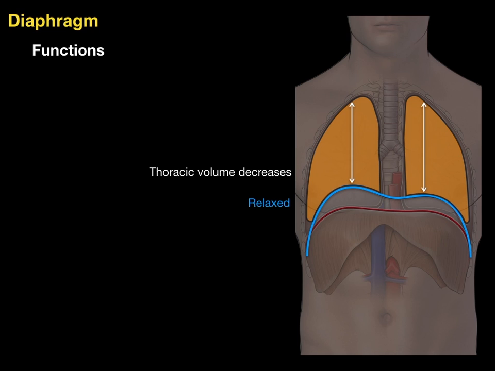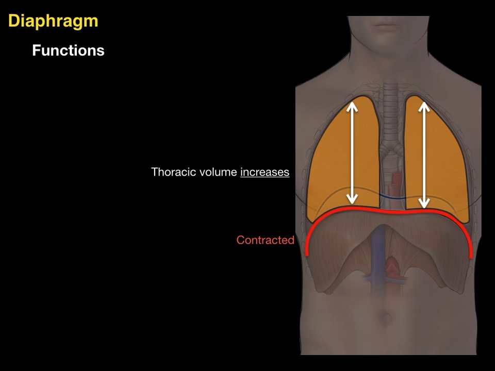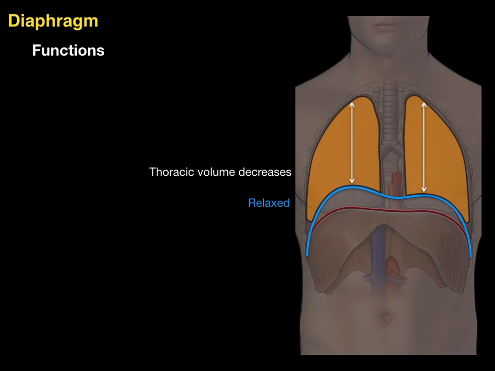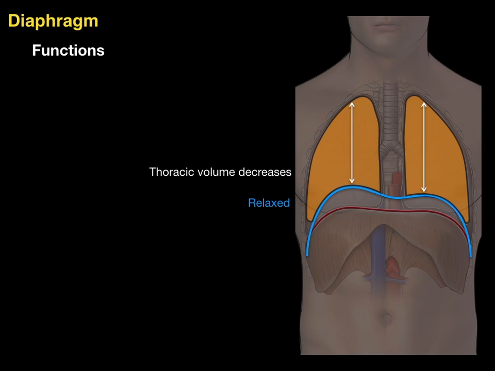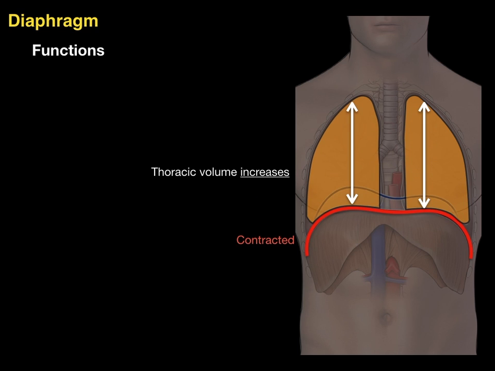And so when the diaphragm is relaxed, there's a thoracic volume decrease. But when the diaphragm contracts, there's a thoracic volume increase. Relaxed, contracted, the breathing in and breathing out.